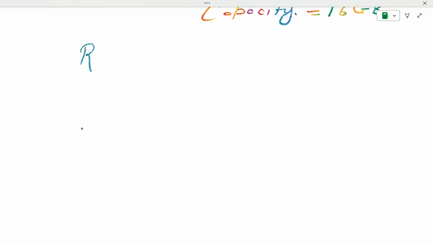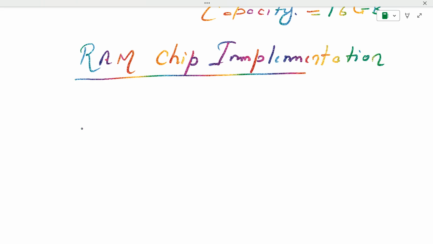So the topic is RAM chip implementation. Well, I suppose we can cover this part in the next video, or we can see it here because it is similar to what we have discussed now. So let's go with the flow so that we can conclude this in this series only. RAM chip implementation is being done to support the memory system.